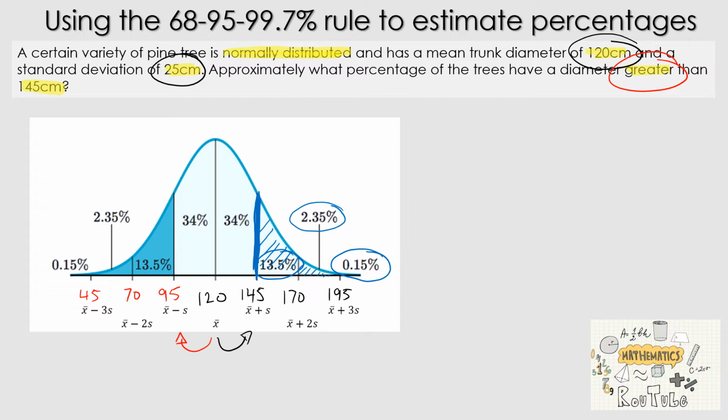Okay, so let's add those up. So here we have 13.5, and then we're going to add 2.35, and then we're going to add 0.15. Okay, and then hopefully if you add it up correctly, you should end up with an answer that is 16%. Make sure you don't forget the percentage sign because the question is asking you for a percent or a percentage. Okay, so here we can clearly say that approximately 16% of those trees have a diameter that is greater than 145 centimeters.